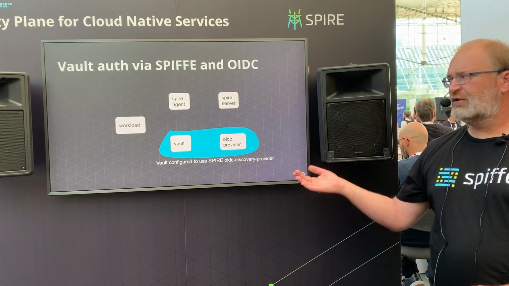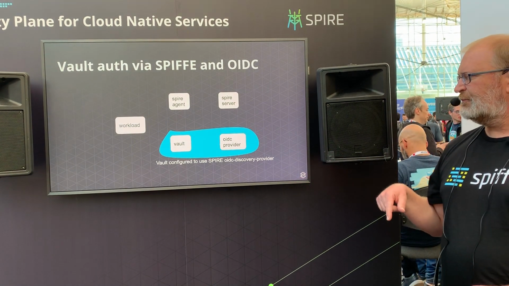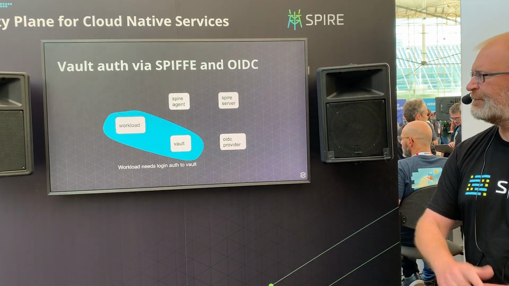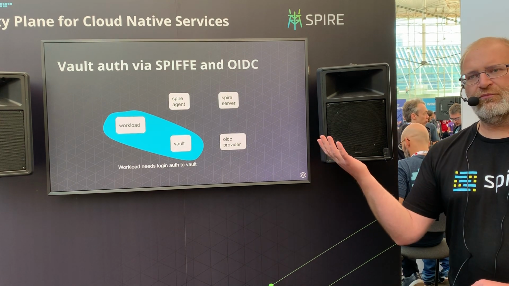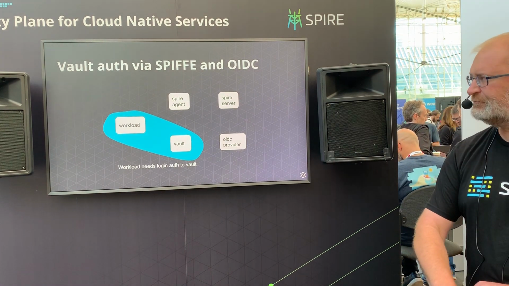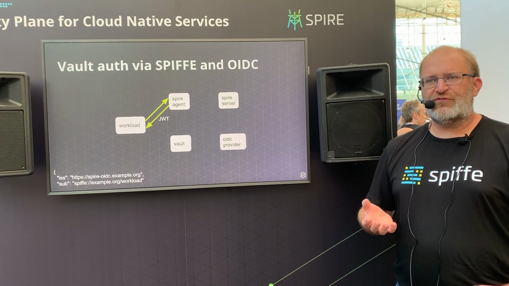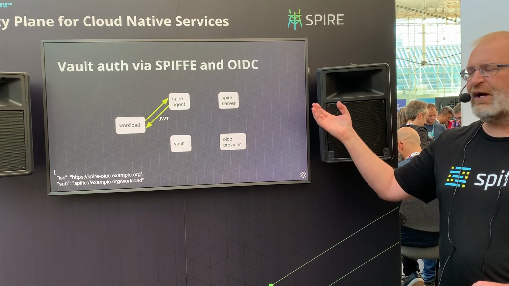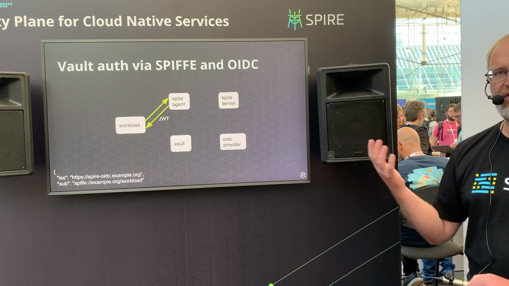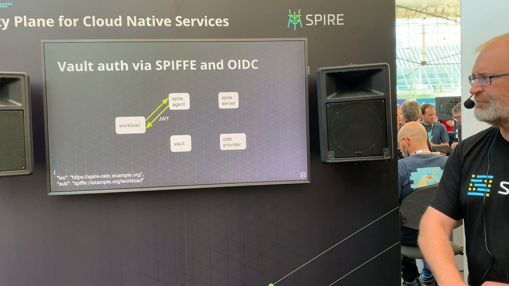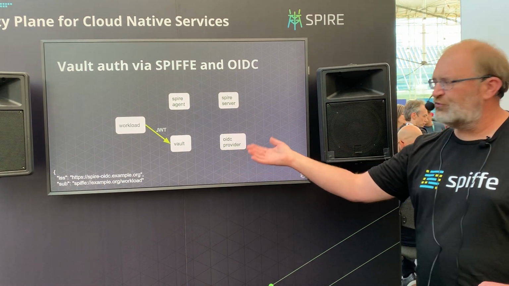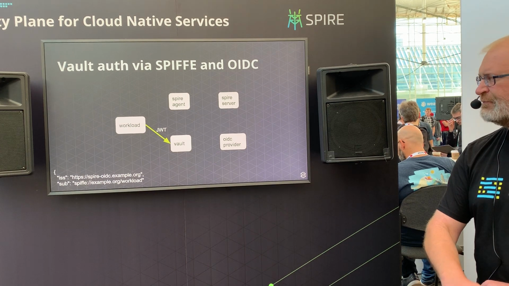We have configured Vault to use the SPIFFE OIDC provider, and from there we'll basically authenticate a JWT. And finally, we have this workload that needs to get some sort of login authentication from Vault, right? So the first thing that happens is this workload asks the SPIFFE agent for a JWT with an issuer, a subject, and some set of claims that we'll see later. The workload then presents that to Vault, again with the issuer, the subject, and some claims that we'll see.